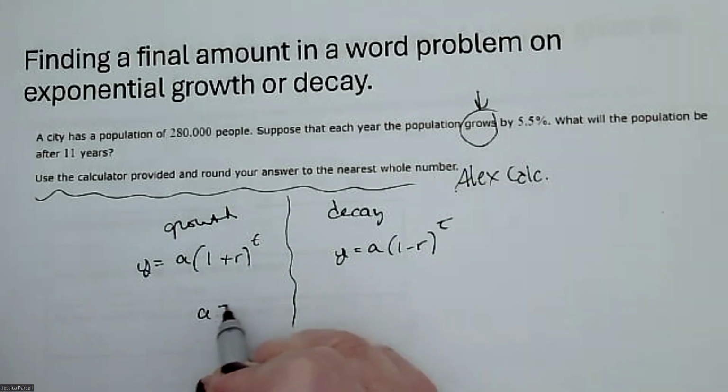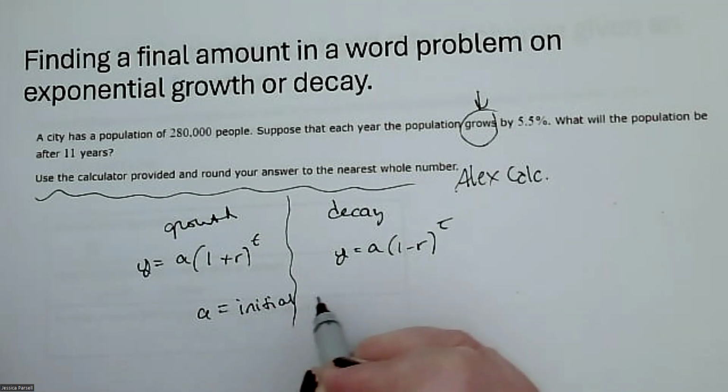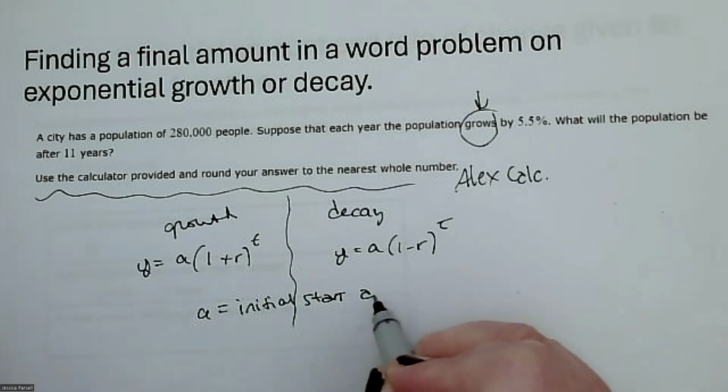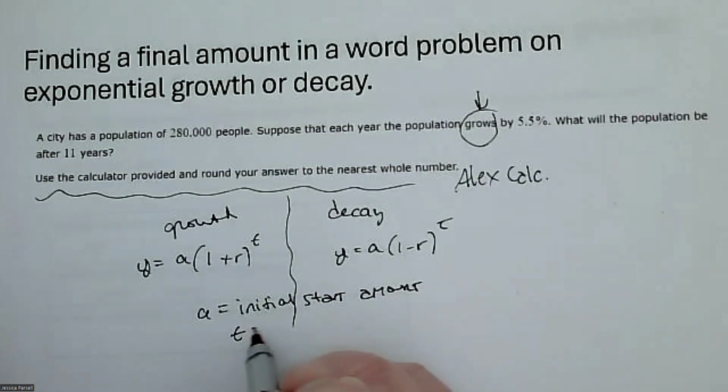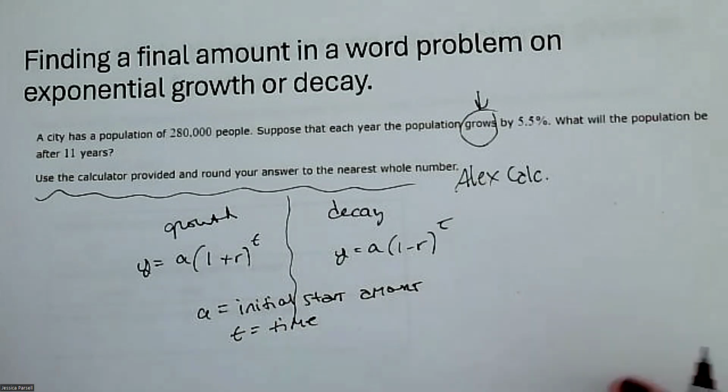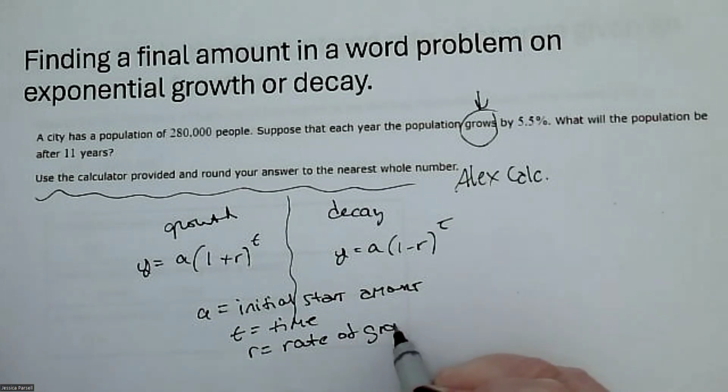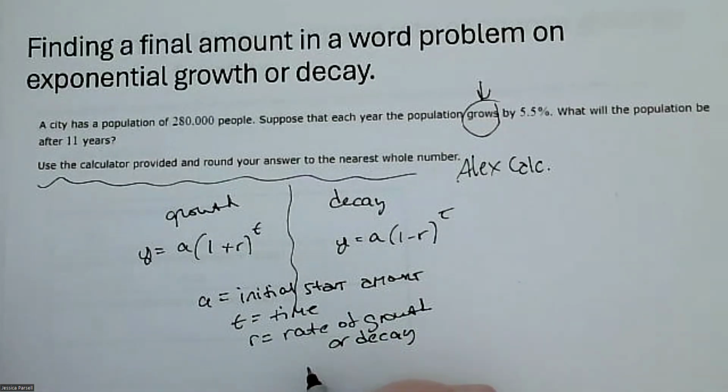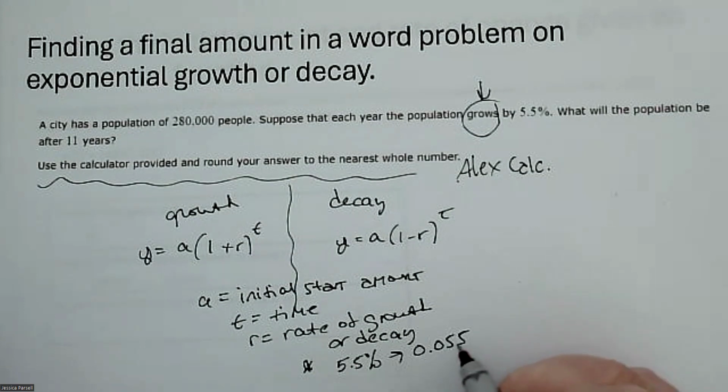So a is equal to the initial start amount. T is, of course, always going to be time. That doesn't really change. R is equal to the rate of growth or decay. And special note, if it says something like 5.5%, like it does in our problem, you want to change that to decimal. So take your 5.5 and divide it by 100 so you can get it into decimal form. You always want to use decimal form.